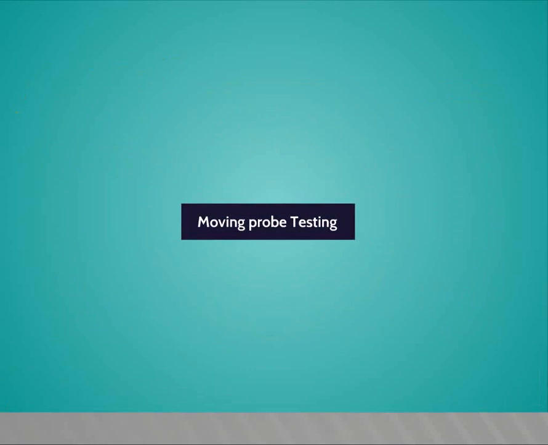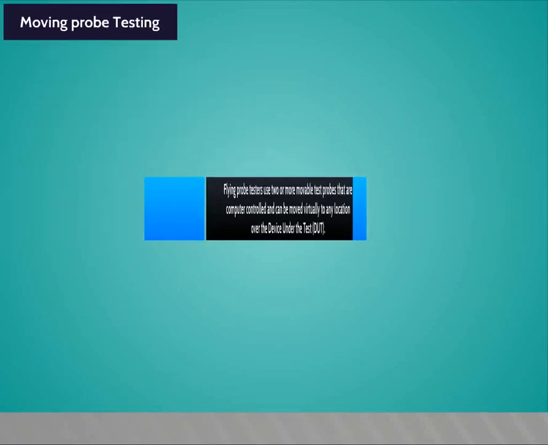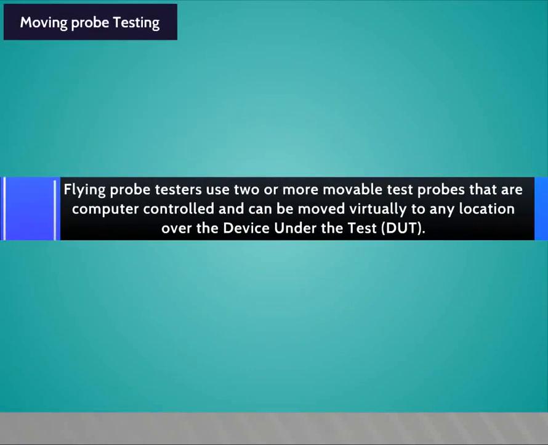Moving probe testing. Flying probe testers use two or more movable test probes that are computer controlled and can be moved virtually to any location over the device under test, that is DUT.